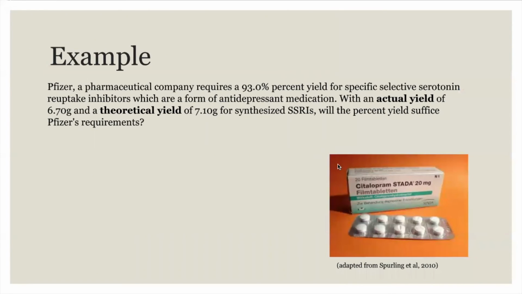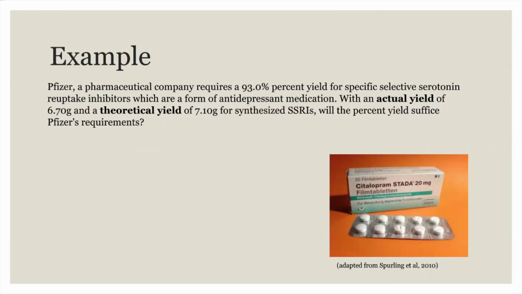So as an example here, Pfizer, a pharmaceutical company that requires 93% yield for specific selective serotonin reuptake inhibitors, and these are like forms of antidepressant medication if you guys didn't know. So with a given or actual yield of 6.7 grams and a theoretical yield of 7.1 grams for synthesized antidepressant medication, will the percent yield suffice Pfizer's requirements?